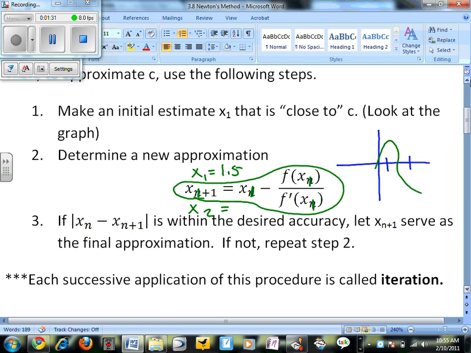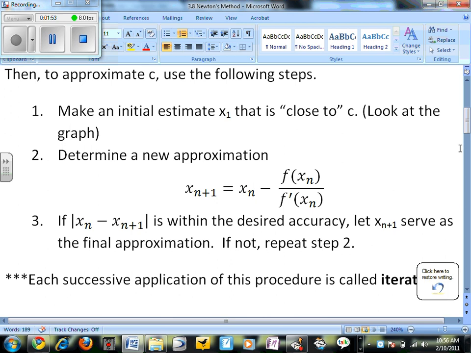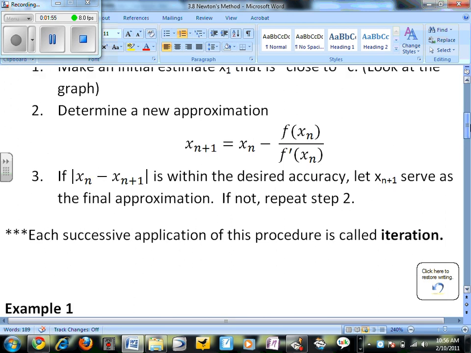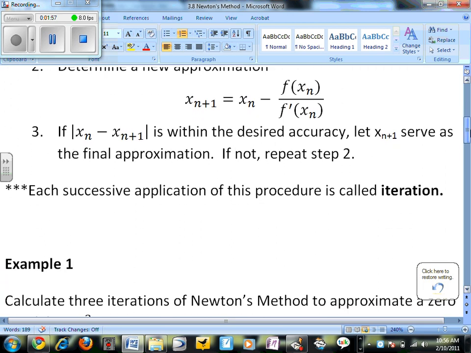So we want to get within that range, so we just subtract. Maybe my x2 somehow comes out to be 1.499, and I'm within the range that I wanted. Then we can stop if we're within our range. So we subtract 1.5 and 1.4999 and make sure it's within our range. If we're not close enough, we just repeat step 2 and find the next one.